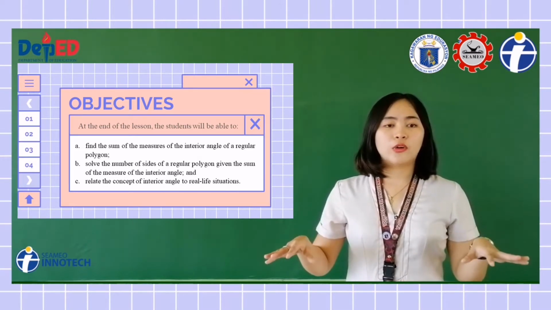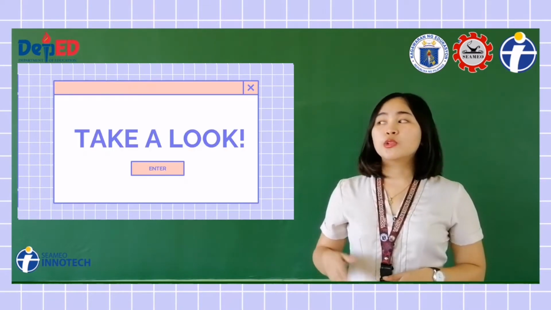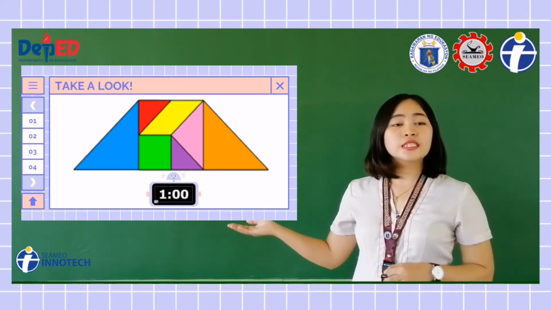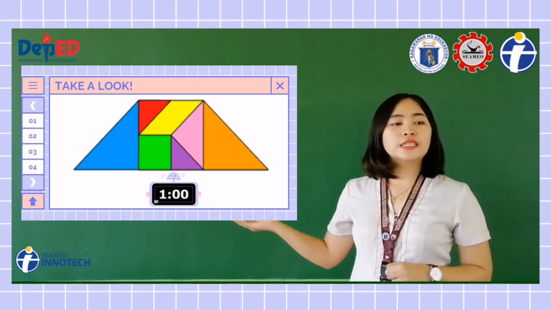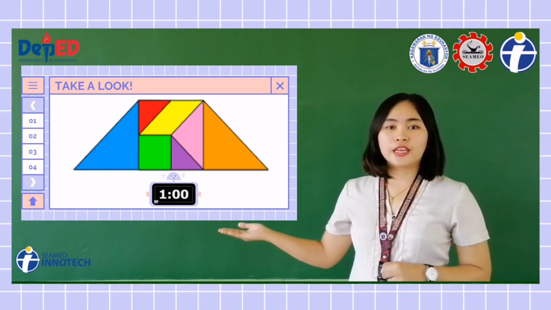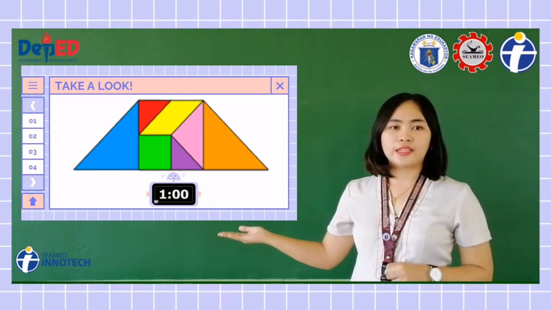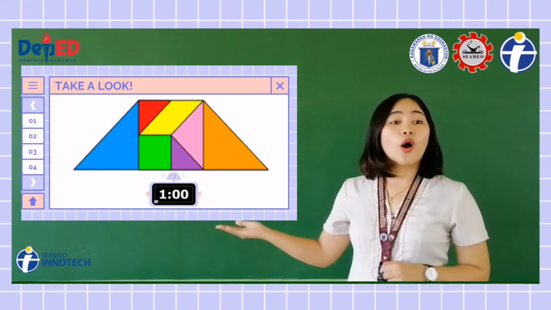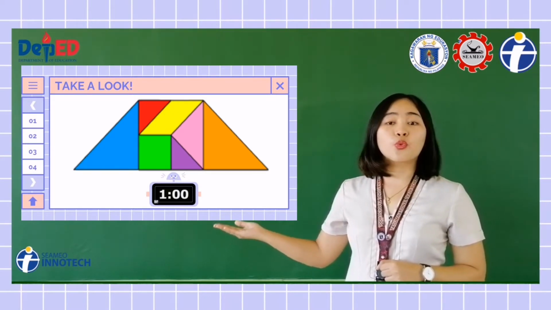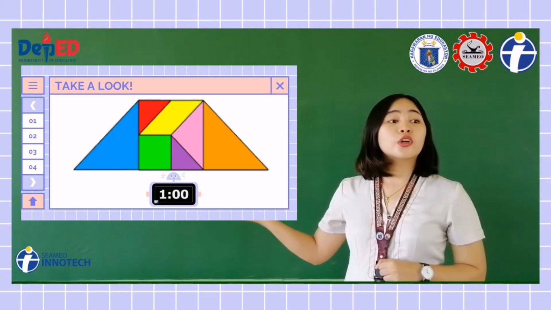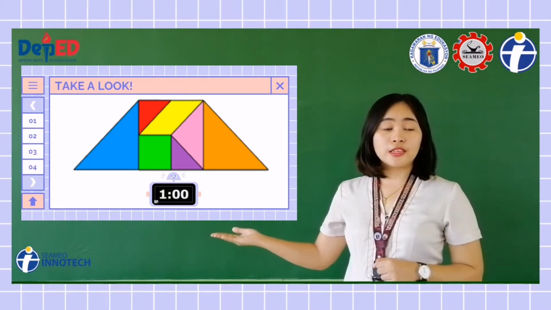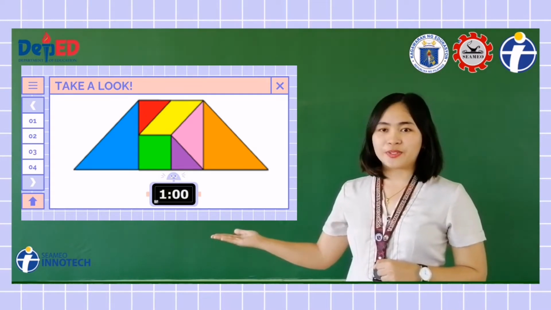Okay, settle down. Now, look at our screen. For this activity, you will list all the polygons that you can find in the tangram puzzle. You will be given 1 minute to do this task. I want you to work as a group. Group leader, make sure that all members are participating in giving their answers.